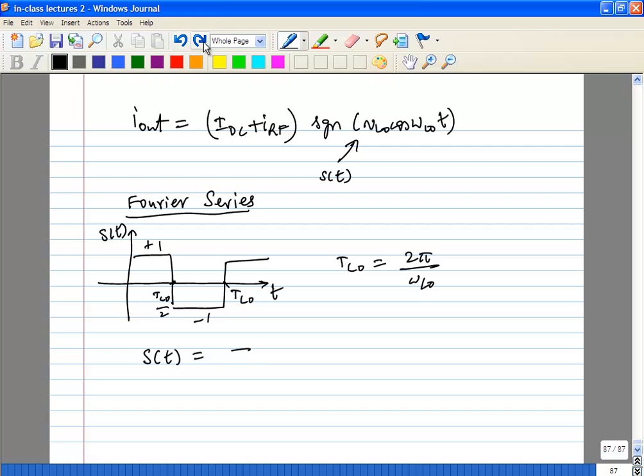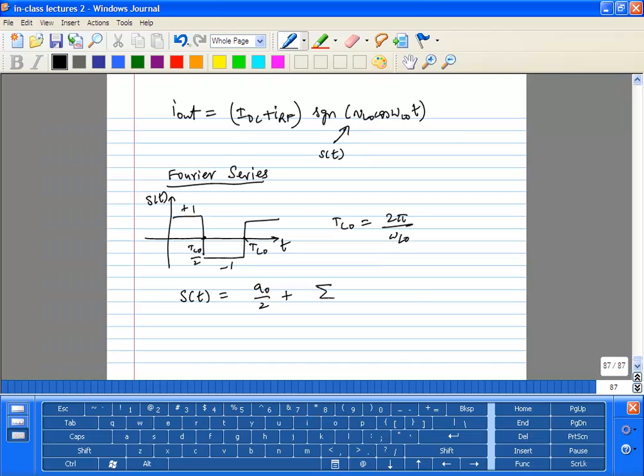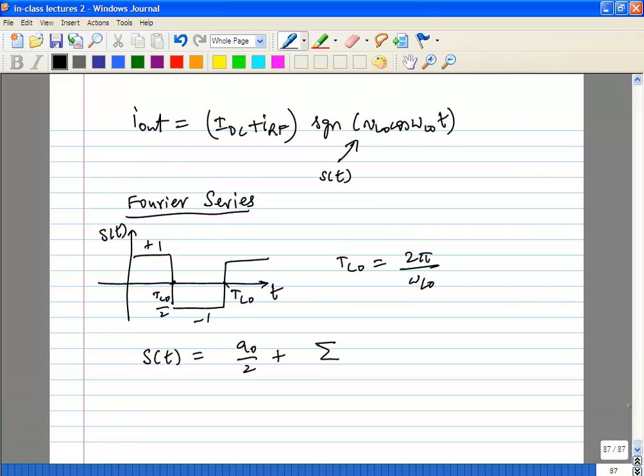Actually let's try the DC term also. In this case DC term happens to be 0. From 1 to infinity. This is a general term. In this case, A0 is 0 because your DC average of S of t is 0.